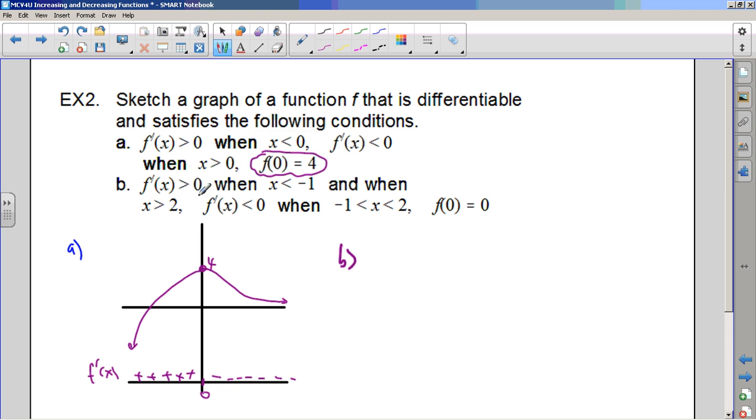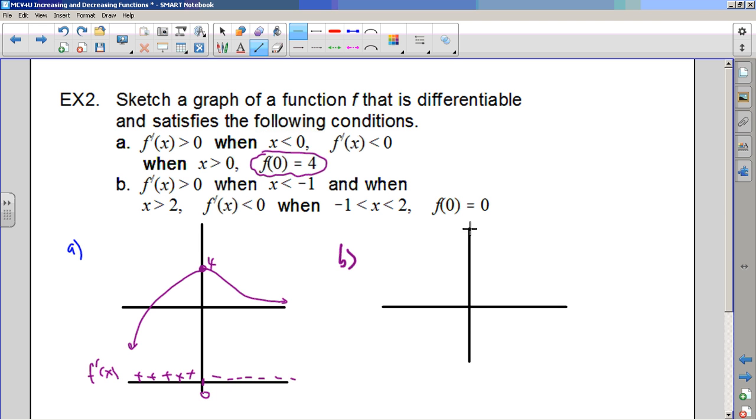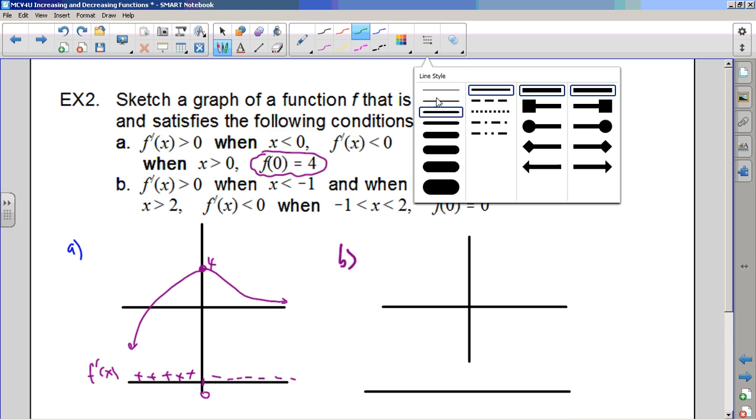Another one. f prime of x is greater than 0 when x is less than -1, and so on. Big, long, lots of stuff going on. Well, let's get the sketch going. I'm actually going to start with the sign chart, just like I said before, because I think that's going to be easier in this case.